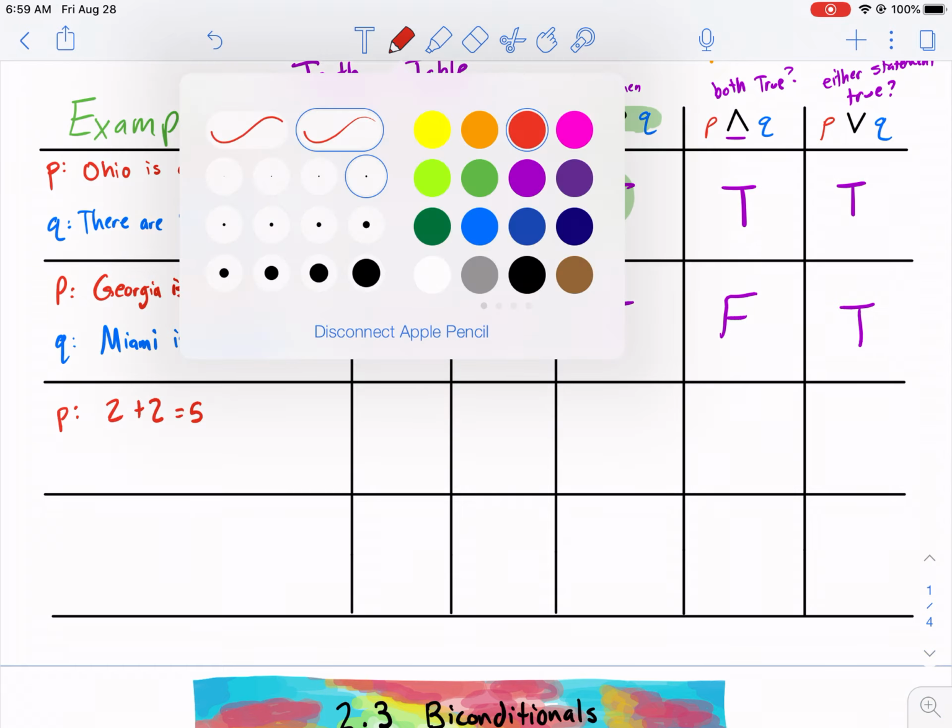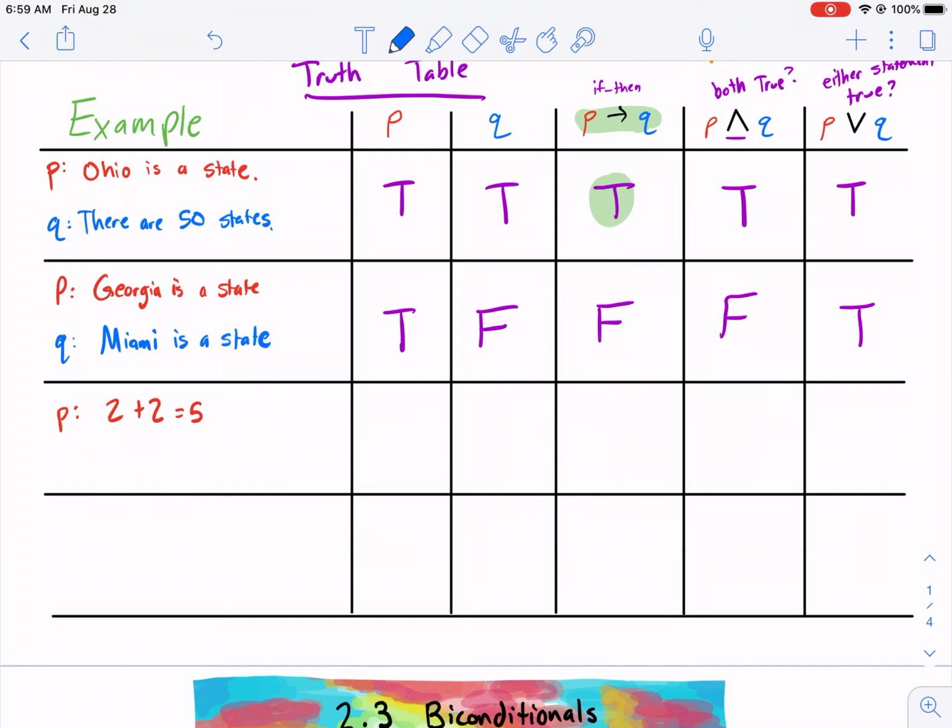Okay, that's our hypothesis. Hopefully you can see where this one's going already. Conclusion: 2 times 2 equals 4.